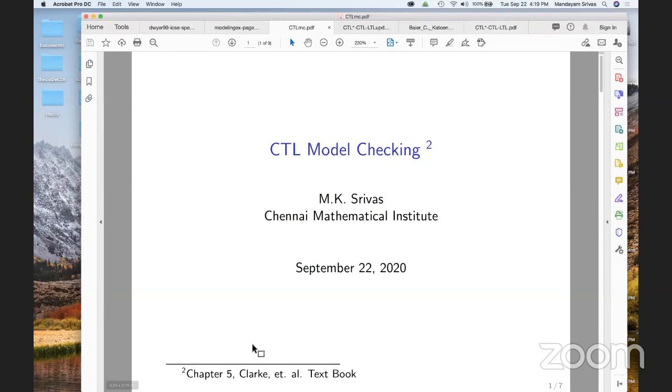Yeah, so we are now into the chapter 5 subject matter from the Clark et al. textbook.